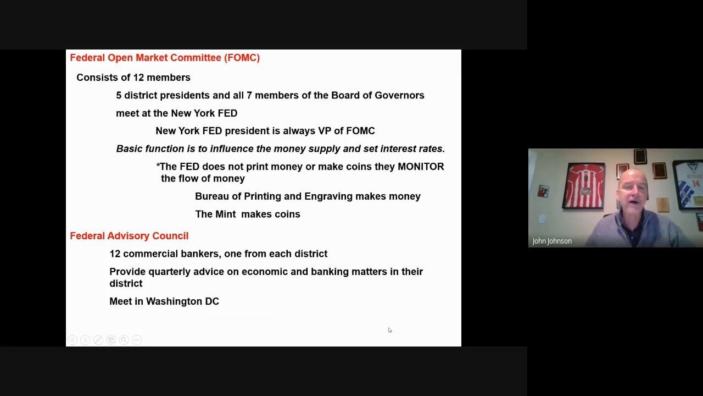So the next group is the Federal Advisory Council. And this council meets in Washington, D.C. What they do is they get a major banker from each of the 12 districts, and each of those major bankers provide them with what's going on in their area. As we know, different areas around the country have been impacted differently by this COVID virus. Different areas in our country face different economic issues as well. So they try to inform the Board of Governors and give advice on what's going on in their area and what could be done to help them.